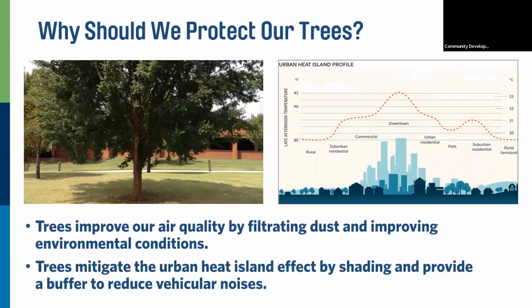And then they improve air quality by filtering dust and improving conditions. They can also mitigate the urban heat effect by shading and providing a buffer. We can see on this graph how it's going to get a lot hotter when you don't have many trees around. In response to that, you're also going to see a lot more pest and disease issues when you have hotter temperatures in urban areas.